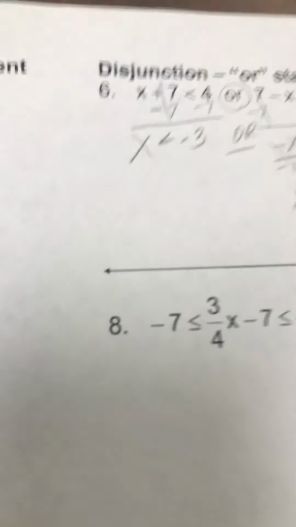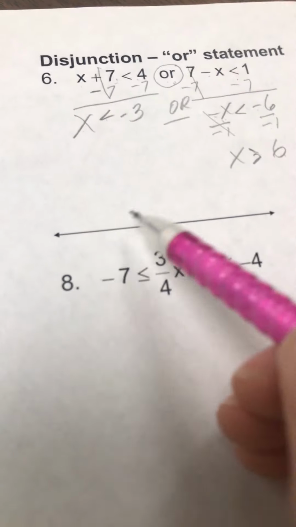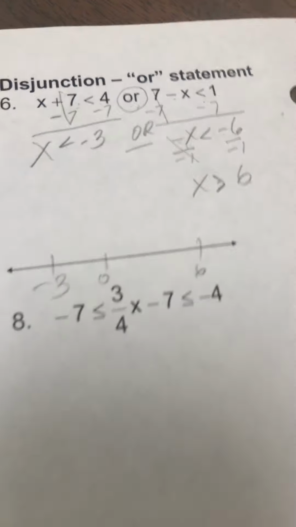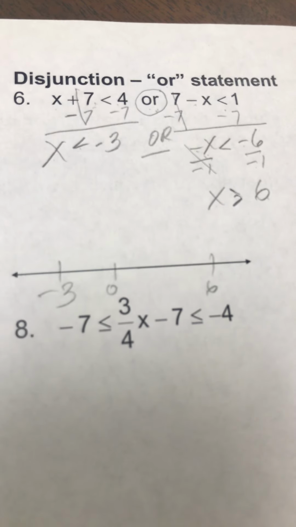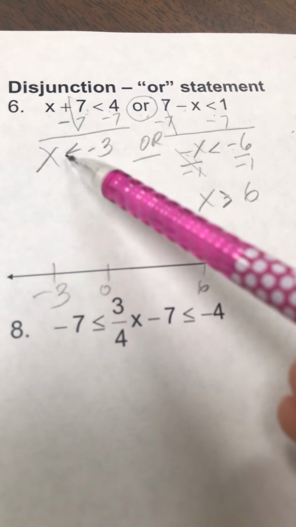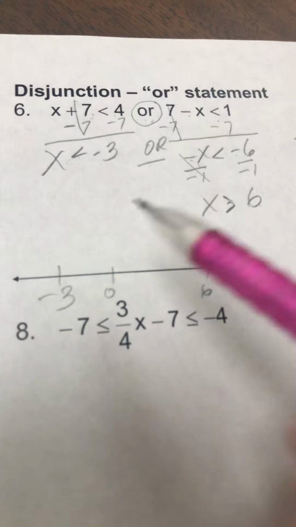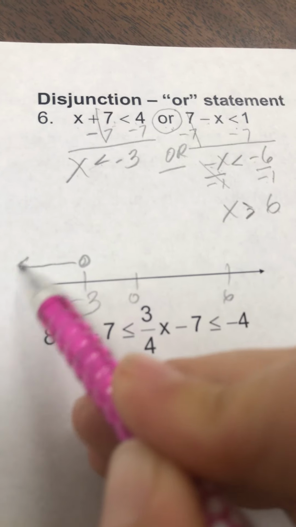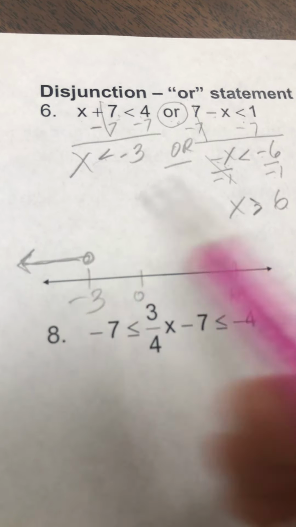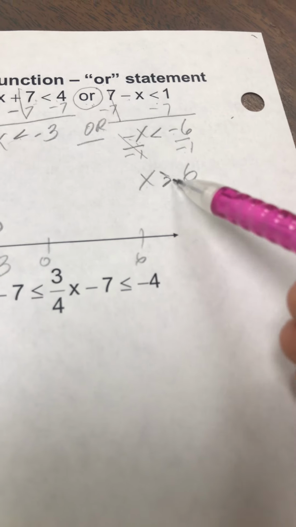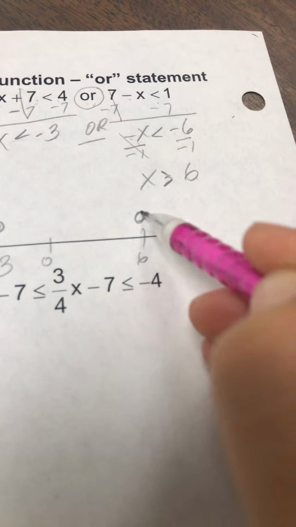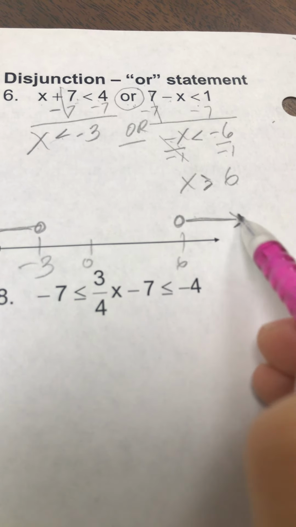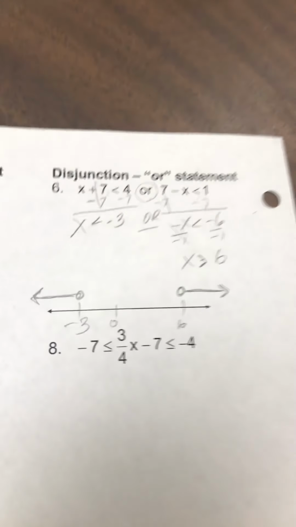All right, so now let's graph it. We've got negative 3, we've got 6, and we've got 0 in here. So now what do we want to do? We want x is less than negative 3. Open circle at negative 3, but it's less than, so it's going left. And then x is greater than 6, so we've got an open circle at 6, and it's greater than, so it's going right. So that's what your graph should look like.